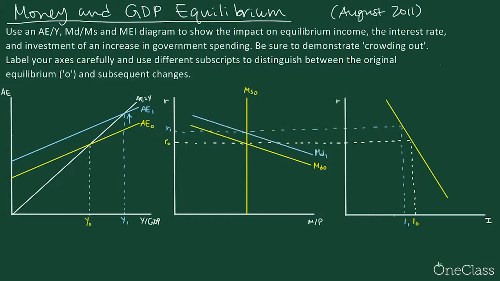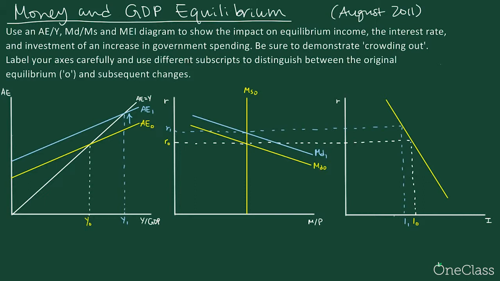So as a result of the increase in government spending, the money demand curve will also increase, as shown by the new MD curve in blue. And then this will cause an increase in the interest rate, as shown by R1.